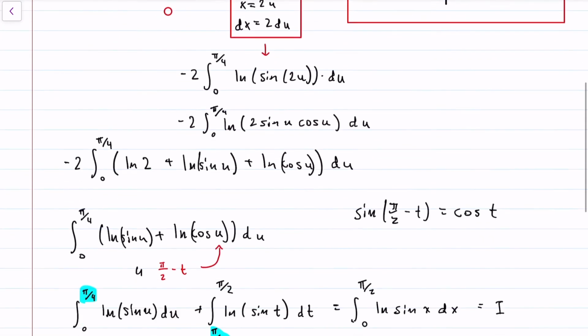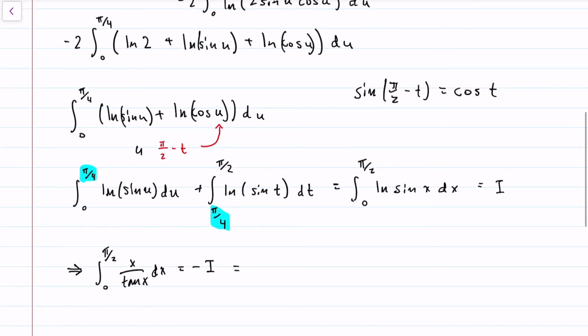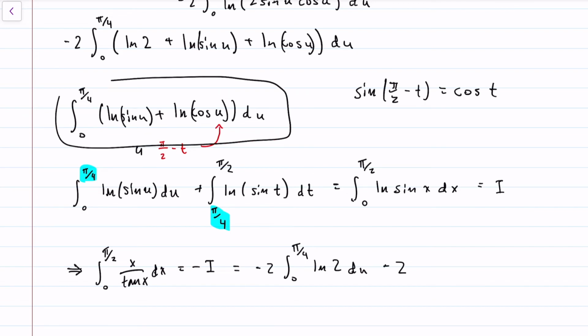So our original integral is equal to negative I. So the original integral, 0 to pi over 2, x over tangent of x dx, that's equal to negative what I'm calling I. Okay. That's also equal to, from all of this, negative 2 times the integral from 0 to pi over 4 of ln of 2 du. Okay, that's that. And then minus 2 times the integral from 0 to pi over 4 of the other two. But we notice that integral from 0 to pi over 4 of the other two, this thing here, is just equal to I itself. So negative 2 times that integral, which is just I.